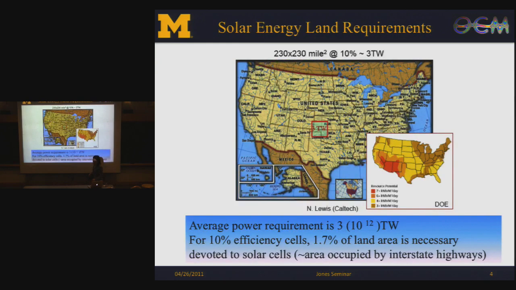And even when we look at the USA, we are talking about solar energy, we are talking about solar devices. Say we have 10% efficient solar cells, and it needs 1.7% of the land to power the energy consumption in the USA. And this amount of area is this square. It's like 230 times 230 square miles. So there's huge energy waiting for us to utilize.